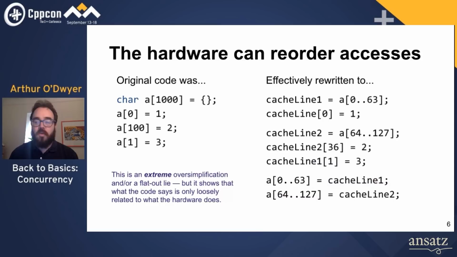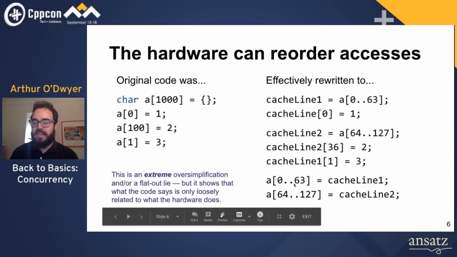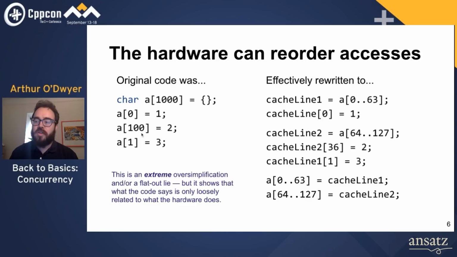The other thing that's going on with concurrency in computer programming is that not only is the compiler allowed to rewrite your code, but the hardware itself can effectively rewrite your code and reorder accesses because of things like cache lines, right? Your L1 cache has, let's say, 64 bytes in each cache line. And if you write to A0 and then A100 and then A1, the hardware is quite likely to reorder that, even if the compiler doesn't. And effectively what you're doing there is two writes to one cache line and one write to another cache line, and those will be published to other CPUs in some order that is not necessarily the order you wrote it in.